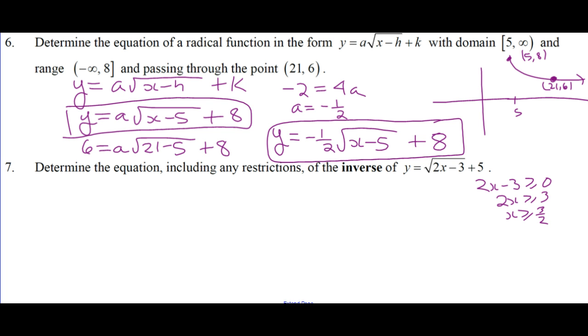Okay, and what's the range? Well, this is a normal thing, and it's moved up 5, and then it goes up, because that's positive. So the range is y is greater than or equal to 5. Keep that in mind. That's the original, and then we flip it, so x is going to have to be greater than or equal to 5 for the inverse. But that'll become obvious when we do the inverse. So, what do we do to get the inverse? We interchange x and y.